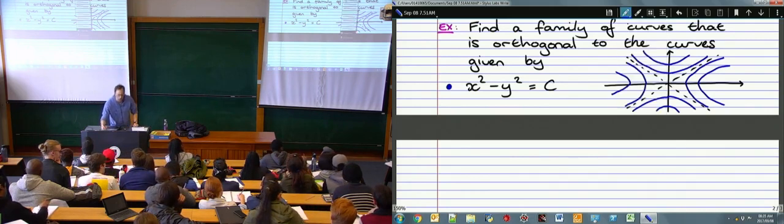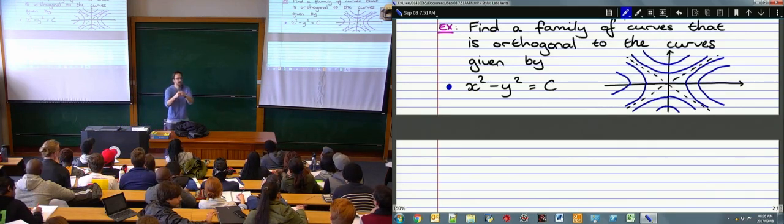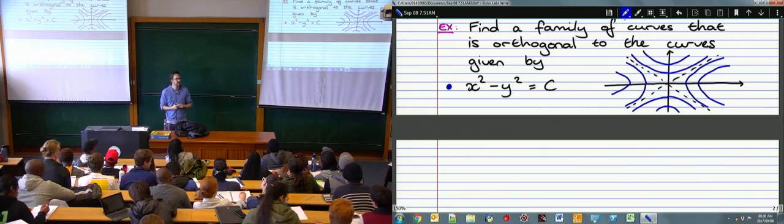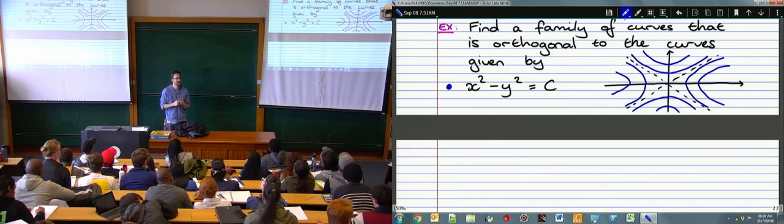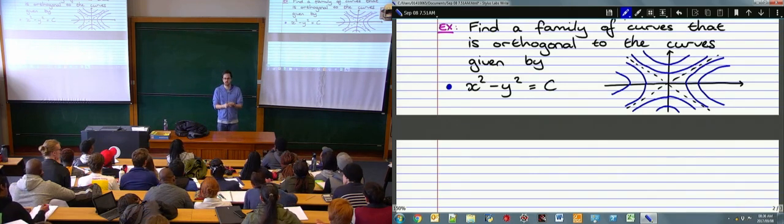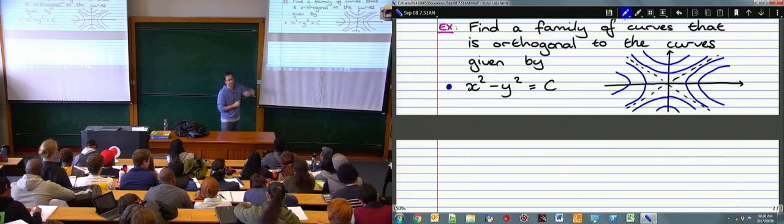So what do I know about two curves if they cross perpendicularly? Do I know anything about them? Dot product is 0. Dot product of what? No. The gradients are negative reciprocals of each other. Yeah. Another way of saying that is that if you take the product of the gradients, you must get minus 1. Okay. So let's start by calculating the gradient for this function over here.